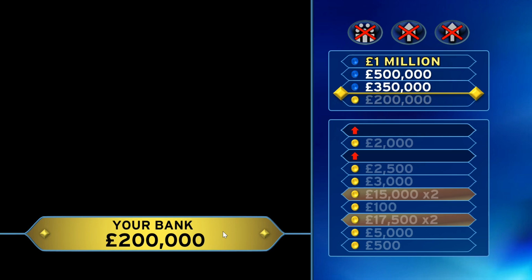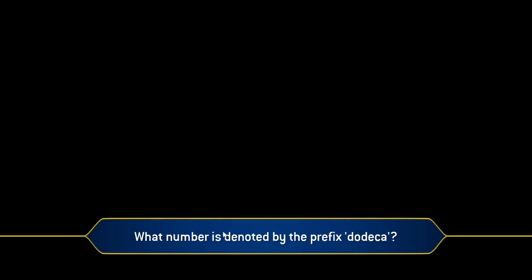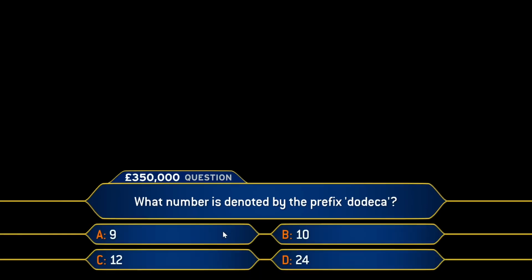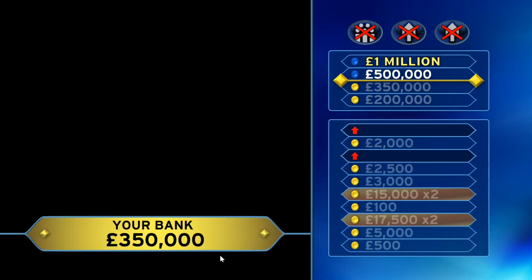Yes! Okay, 200 grand. What number is denoted by the prefix dodeca? That's 12. So like a dodecahedron has 12 faces. Yes! Not 250,000, 350,000. So, in the end, it didn't actually really matter jumping over that last question.